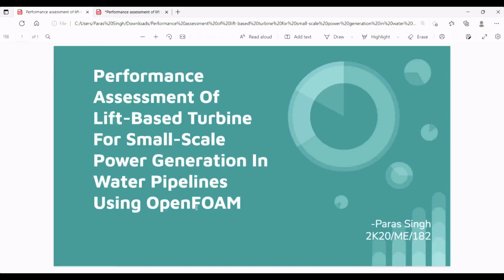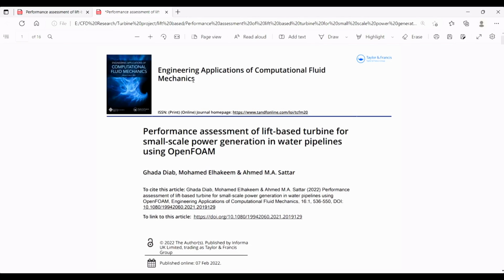And for my fluid systems project, I have studied the research paper titled Performance Assessment of Lift-Based Turbine for Small Scale Power Generation in Water Pipelines using OpenFOAM. And this paper has been published in the Engineering Applications of Computational Fluid Dynamics journal on 7th Feb 2022. So starting with the paper.